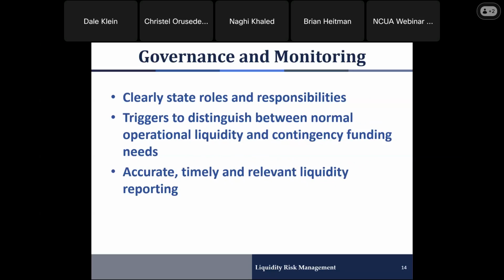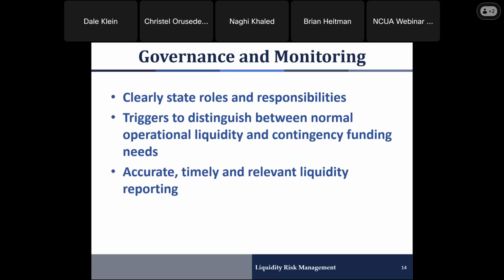The principles of governance and monitoring for liquidity risk are precisely the same as they are for anything else the board and management oversee. Today, I will focus on establishing clear roles and responsibilities, defining triggers to distinguish between normal and contingency funding needs, and ensuring timely and accurate reporting.